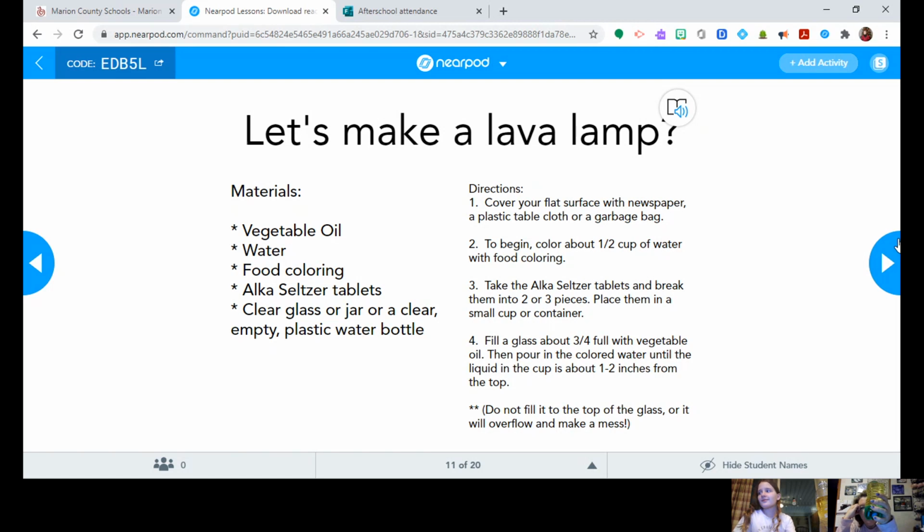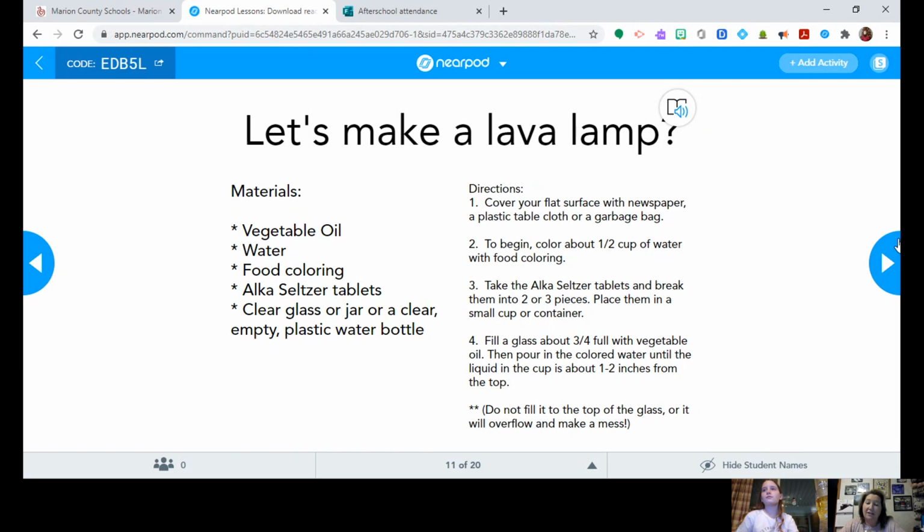So what I want to do is add something in here that's going to cause a reaction. So what do you think we're going to put in here that's going to cause a reaction? Alka-Seltzer. Right. Now here's the thing. Alka-Seltzer only reacts with water. It won't react with the oil. So when I put the Alka-Seltzer in, it's going to go through the oil, and it's not going to do anything until the Alka-Seltzer hits the water.